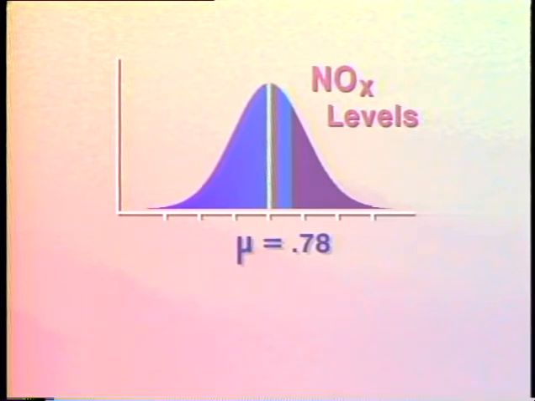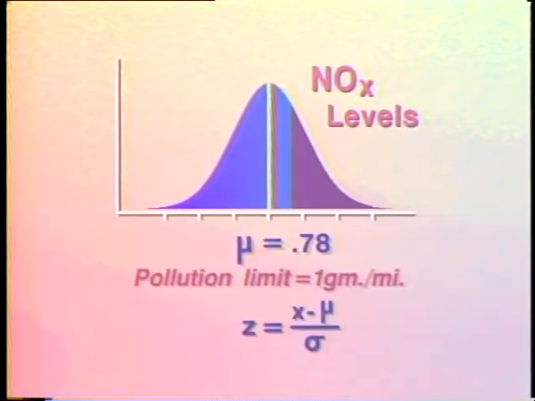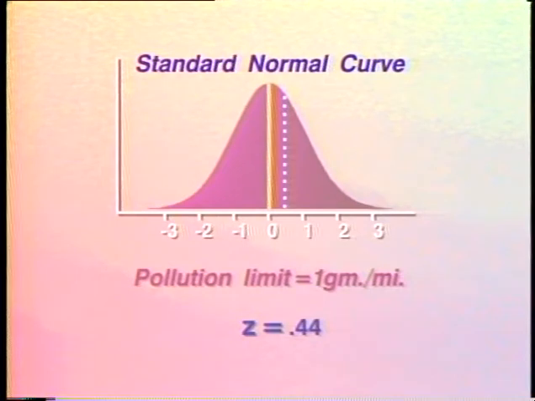First, we need to standardize the limit 1. Using our z recipe, we substitute 1 for x, then subtract the mean, that's 0.78, and divide by 0.5. Our z value is 0.44. The original 1 gram per mile limit, when standardized, becomes 0.44. And this means the limit is 0.44 standard deviations above the mean on the standard normal curve.